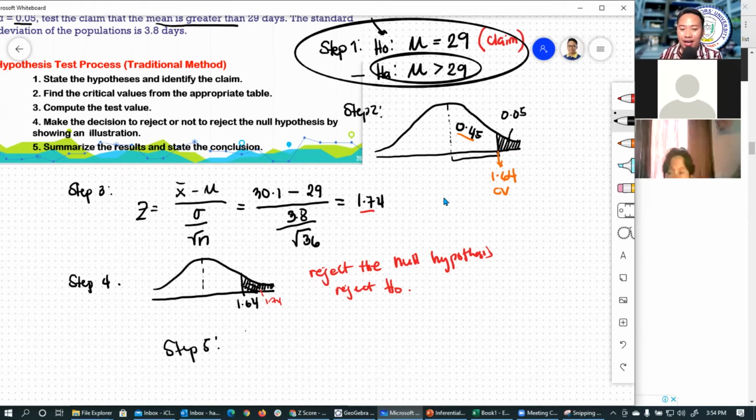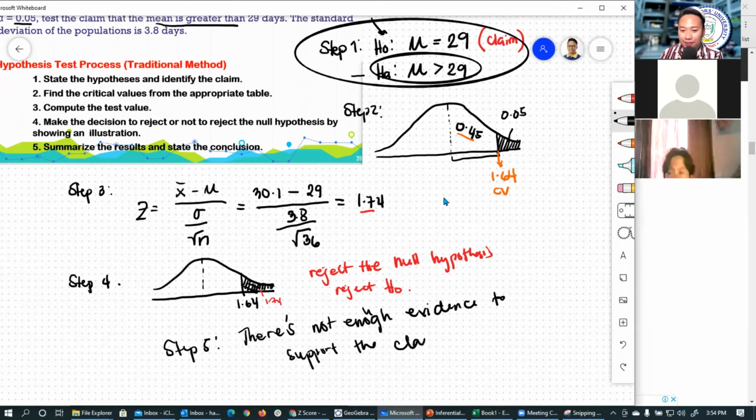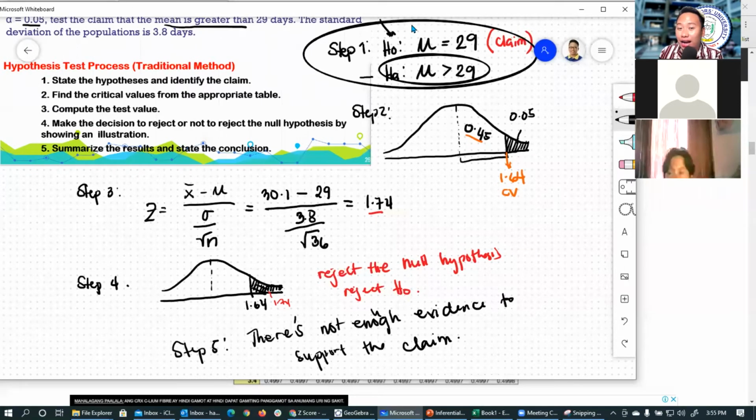Or you can say, there's not enough evidence to support the claim. That's one way to state it. In other words, kung imo na siyang bisayaon in your layman's term on how you understand it, wala tay saktong ebidensya nga atong isupport ang claim, which is the null hypothesis, because we are rejecting it in step 4. Questions so far?